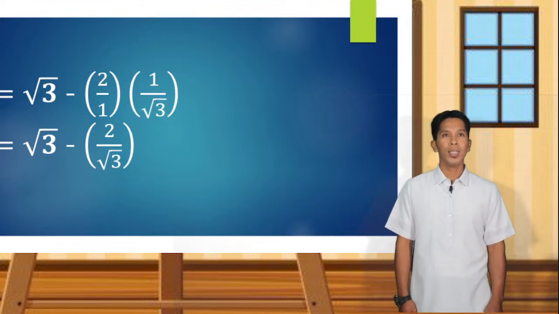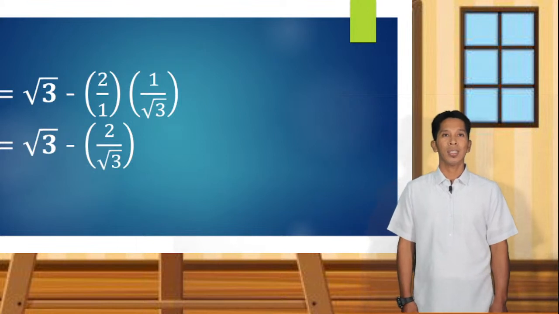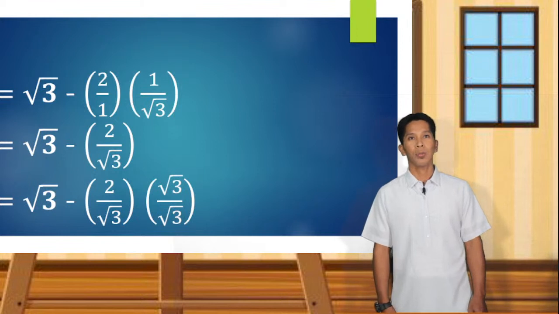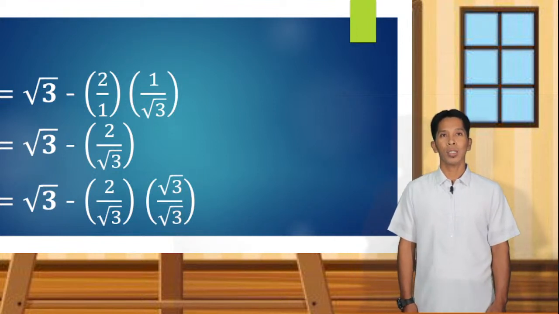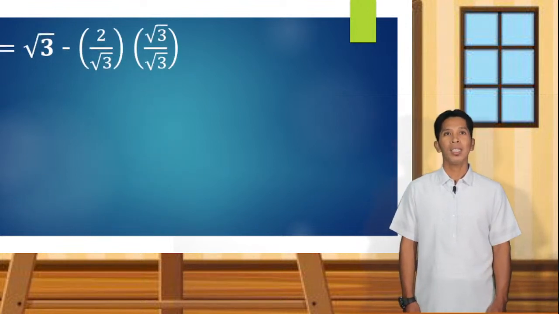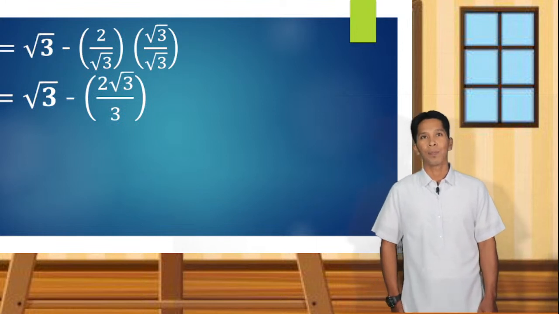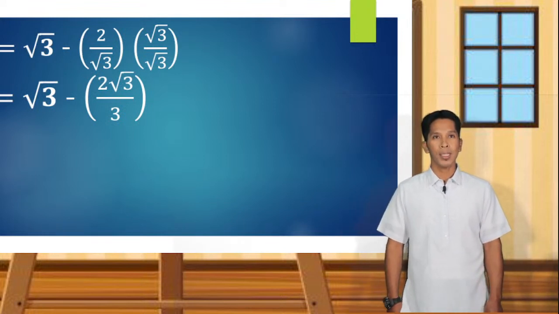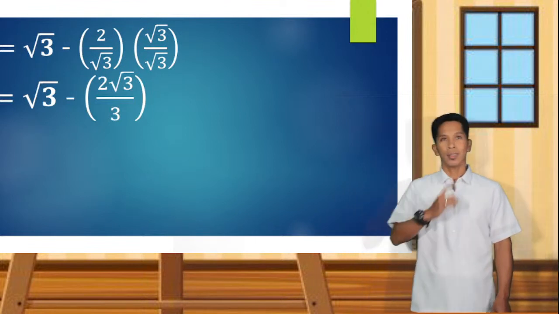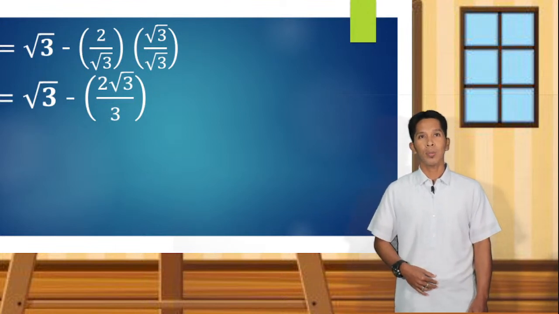So in this case, we need to simplify 2 over square root of 3 by rationalizing the denominator. So we multiply this by square root of 3 over square root of 3. So we get the product of 2 square root of 3, and square root of 3 times square root of 3. So 2 times square root of 3, we have 2 square root of 3. Square root of 3 times square root of 3 is square root of 9. And what is the square root of 9? Yes, it is 3. So we have now square root of 3 minus 2 square root of 3 over 3.